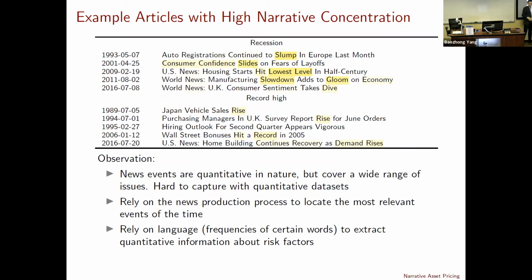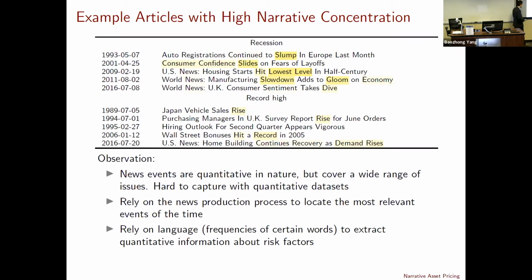Many of them are pieces of quantitative information, but it covers a wide range of issues. Automobiles, Wall Street Journal bonus. If you think about it, if we want to use quantitative data sets to cover this, how many data sets do I need to keep track of? And how do I keep track of the changing dynamics of all those different issues, right?